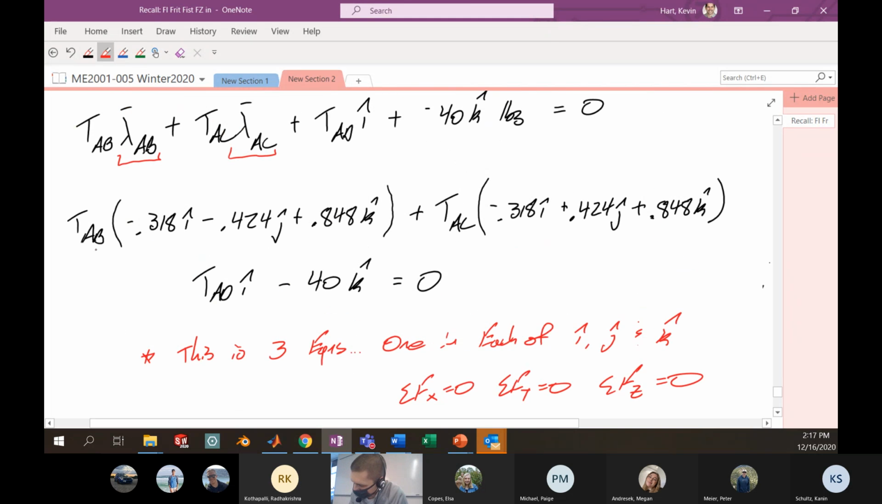Okay, so I'm going to pluck this guy for the Z direction, 0.848 TAB. I'm going to pluck this guy, 0.848 TAC. And I'm going to pluck this negative 40, which, as a reminder, is pounds. Getting a little lackadaisical with my units.